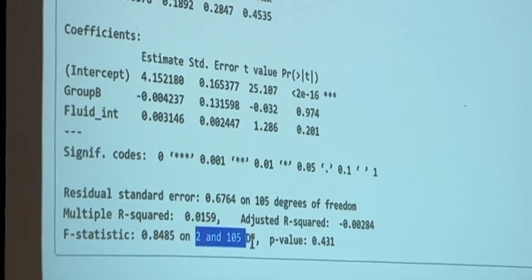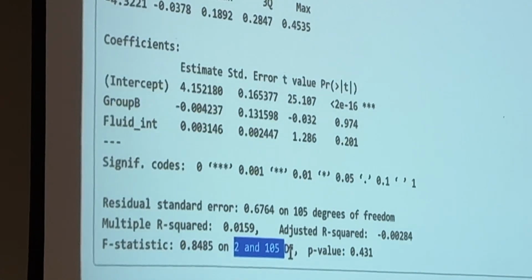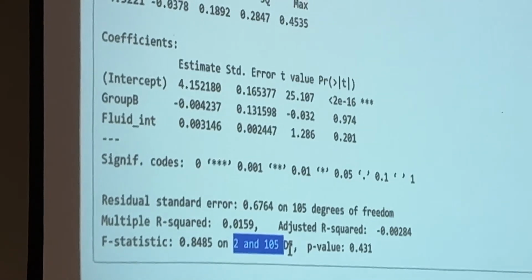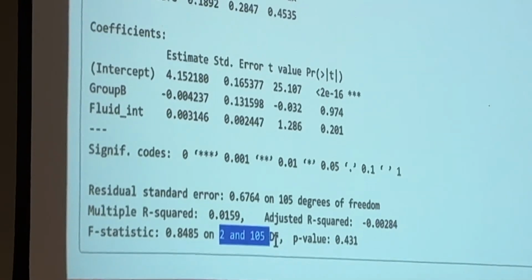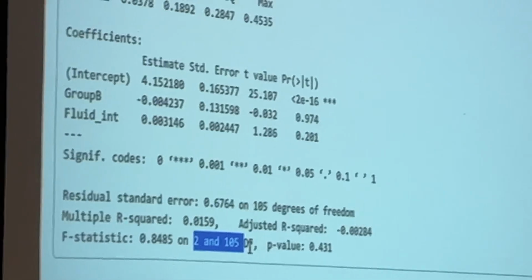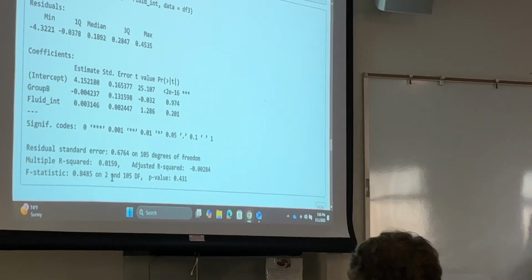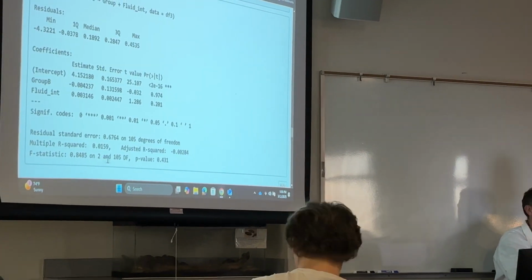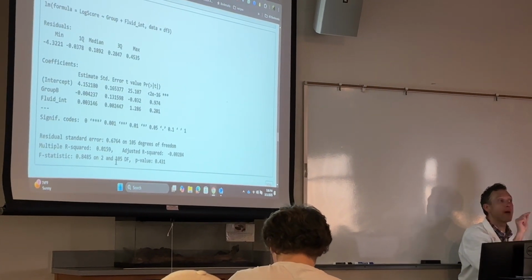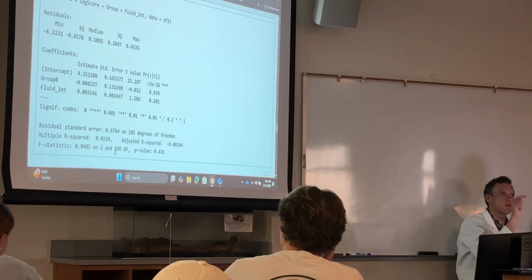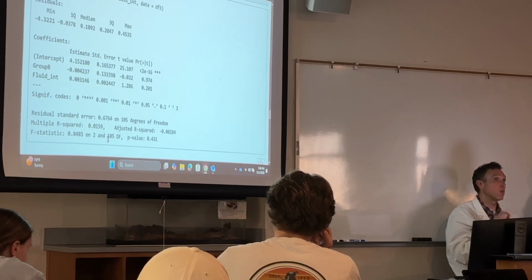Why 2 and 105? How many rows did I say occurred in this data frame? 108. I went from 128 in my original data frame. Once I removed NAs, I went to 108. The degrees of freedom are the number of variables minus 1. So I went 3 minus 1 to 2. And my error degrees of freedom are my number of observations minus my number of variables. So 108 minus 3 to get me to 105.